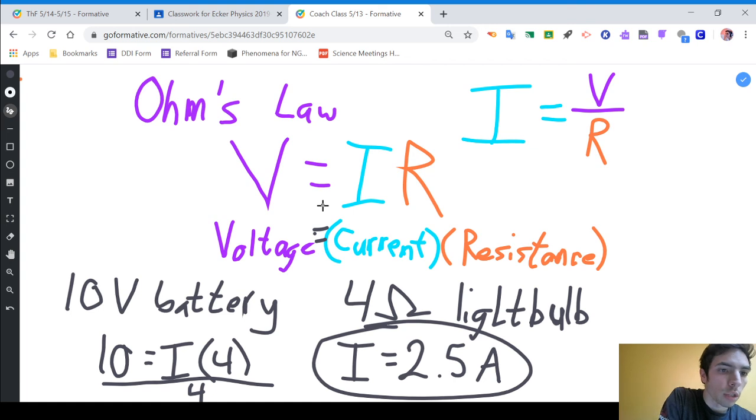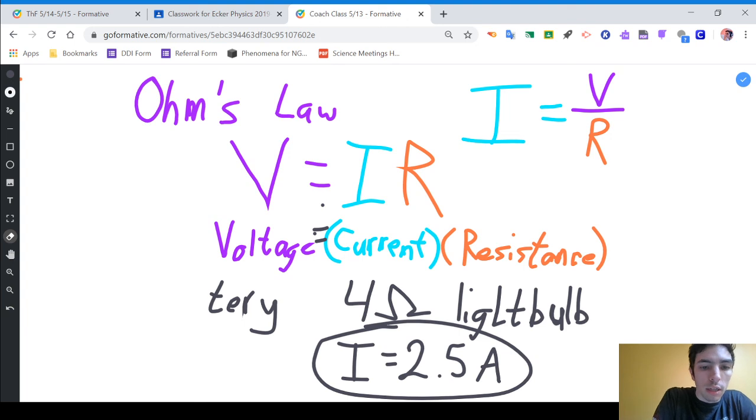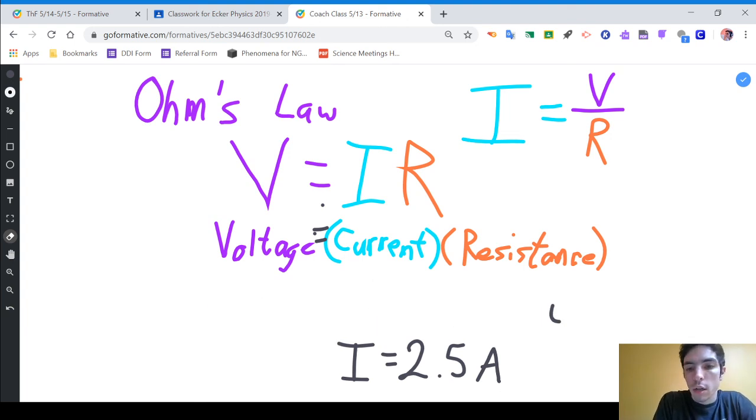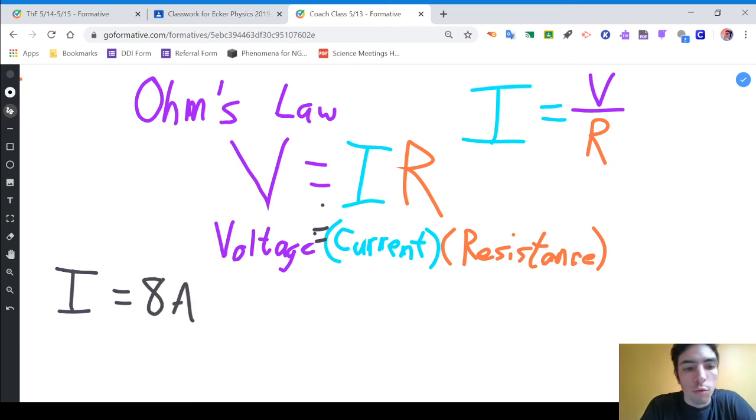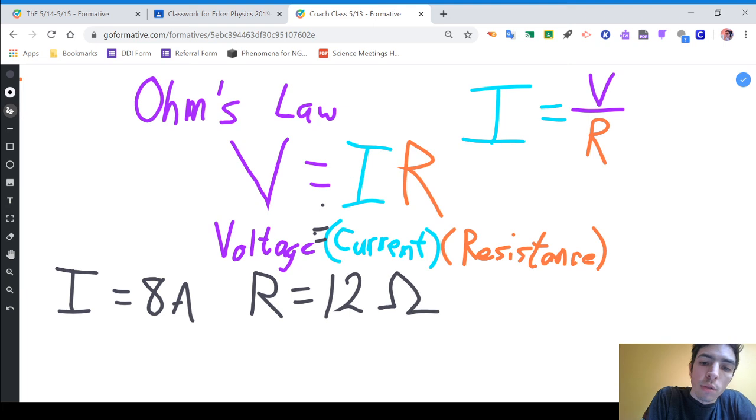So let's go through just a couple more examples of how we would solve for the other things. We just did an example where we solved for a missing current. We could also do a problem where we solve for a missing voltage. So let's say someone has given you a task and they need you to run 8 amps of current through their circuit, and they have some object that they're trying to power, and that object has a resistance of, let's say, 12 ohms.